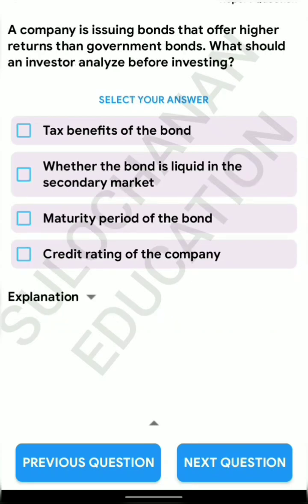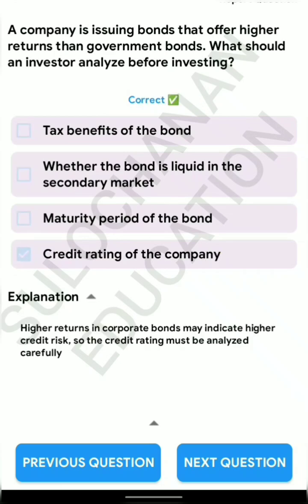A company is issuing bonds that offer higher returns than government bonds. What should an investor analyze before investing? Options are, and the correct answer is option D. Credit rating of the company.